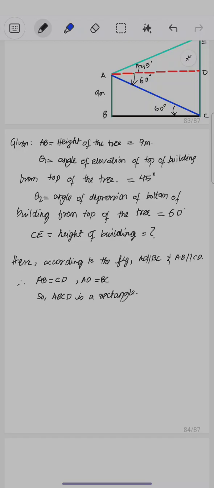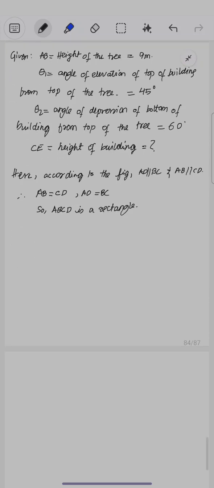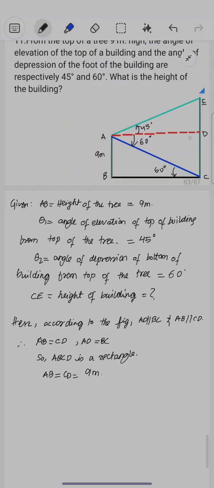So AB equals CD, AB is 9 meters, so CD is 9 meters. Because AB is parallel and equal to CD, it is a rectangle. Now DE, look at the triangle.